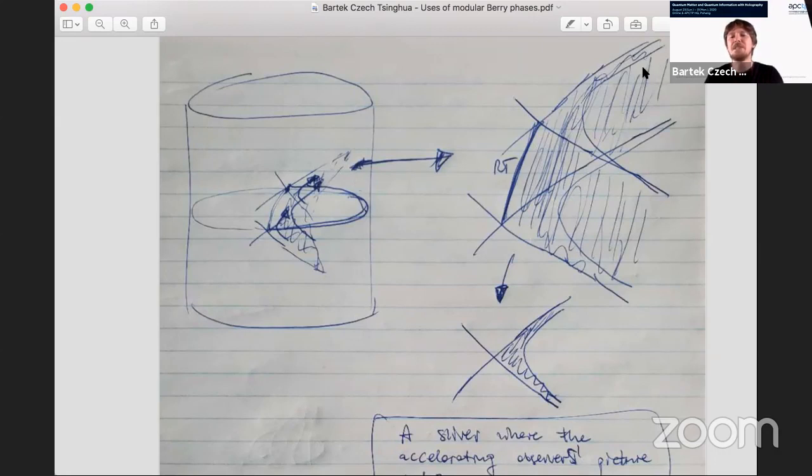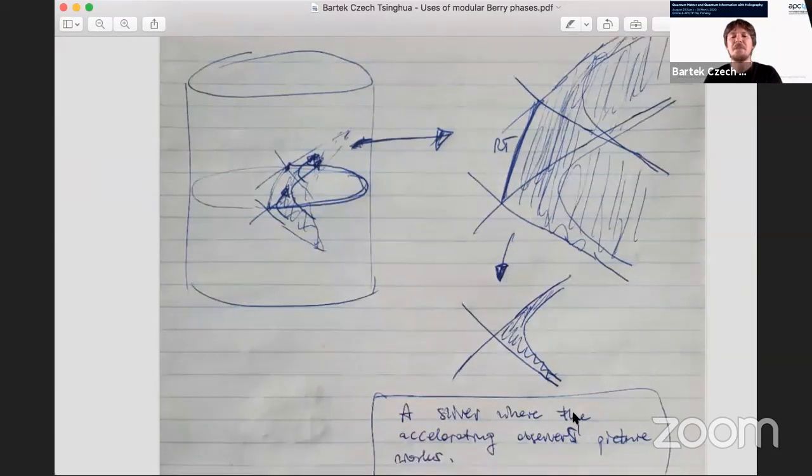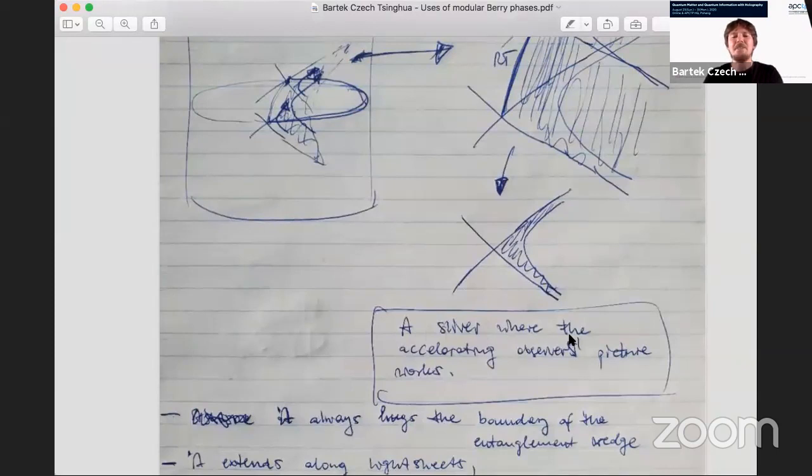So when I zoom in on this picture, it looks like this. Here's an RT surface. Here are these 2 null sheets, and I drew 2 accelerating trajectories. If I project out the RT directions, and I just look at the 1+1 dimensional piece of this picture, it looks like this. And then it's literally Rindler space we're talking about. So this is a sliver where the accelerating observer's picture works. What I mean by this sliver is that I have to be close enough to the RT surface. So this region here is the region where I can talk about these accelerating observers and treat the entanglement wedge as a Rindler space. When I go farther away from the RT surface, it will break down.